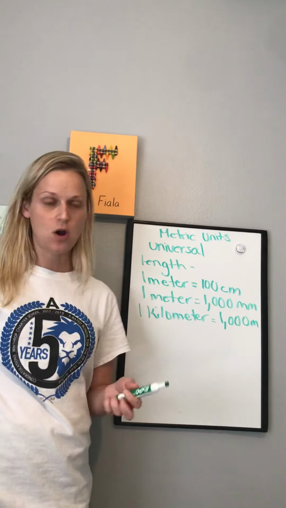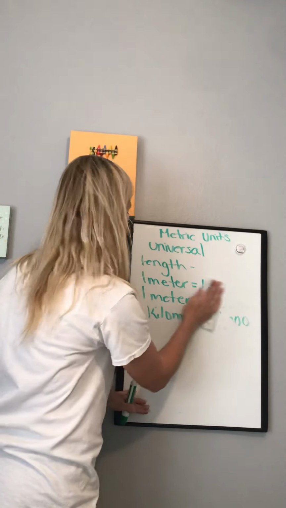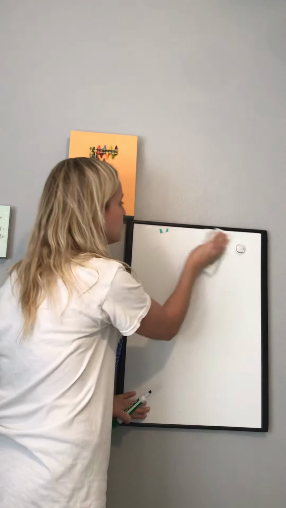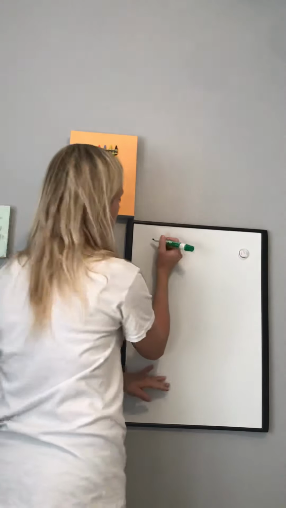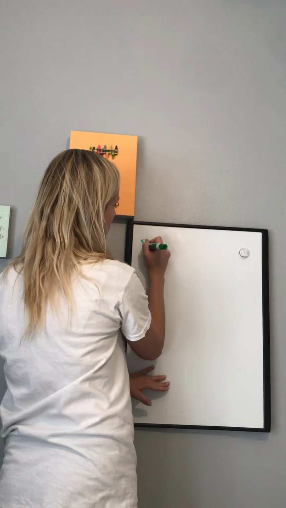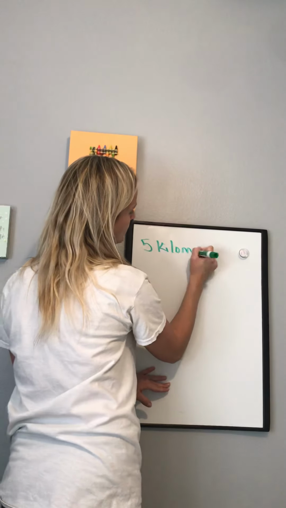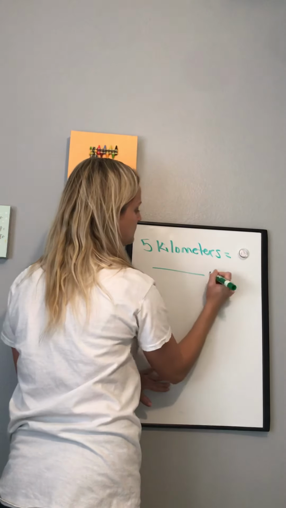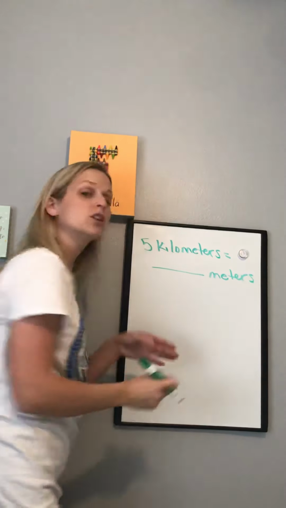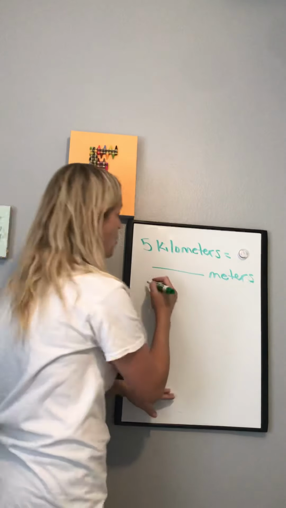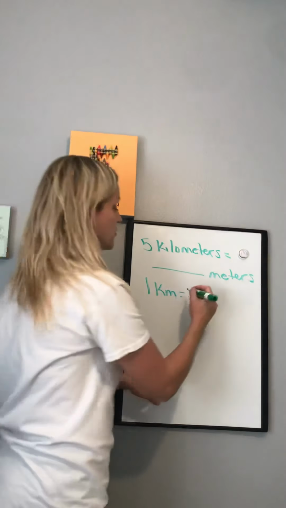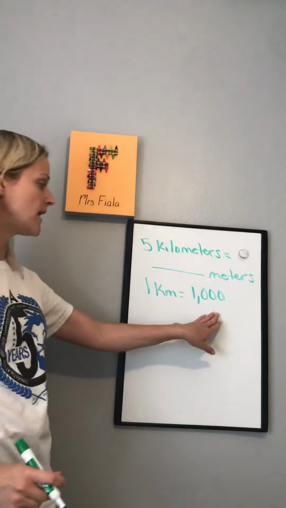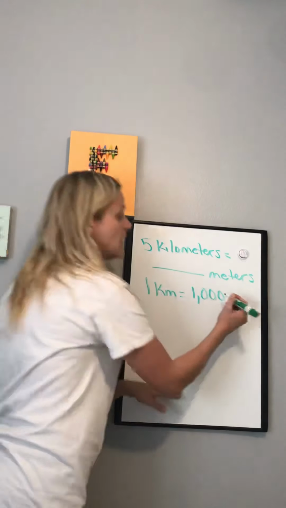Okay? When we're converting for our metric units, we're going to use the exact same steps that we used yesterday, okay? So say we have 5 kilometers. And I want to know how many meters is that? So remember, the first thing that you're going to do is write down what you already know. I know 1 kilometer is equal to 1,000 meters. So how do I figure out how many meters are in 5 kilometers?